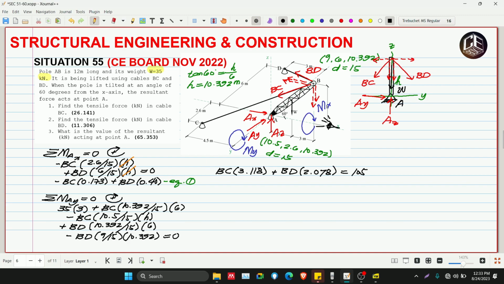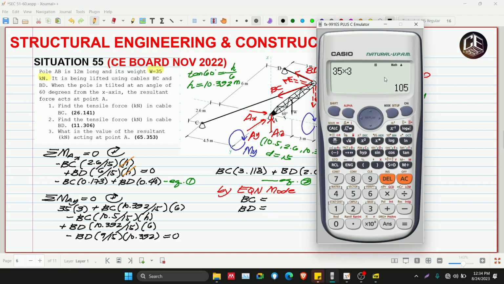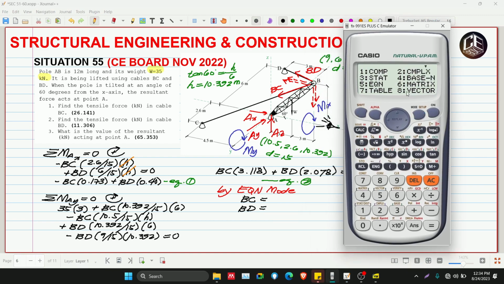Ayan. So ito naman yung ating equation number 2. So, pwede na tayong mag 2 equations with 2 unknowns. So, by equation mode sa inyong calculator, 2 equations with 2 unknowns tayo, makukuha natin ang BC and BD. Saan ba yun? Mode. Equation. And then, 2 unknowns. Saan ba yun? Ito. 1. And then, wait lang, hindi ko masyadong napansin. Okay, nakalabas yung constant value niya.